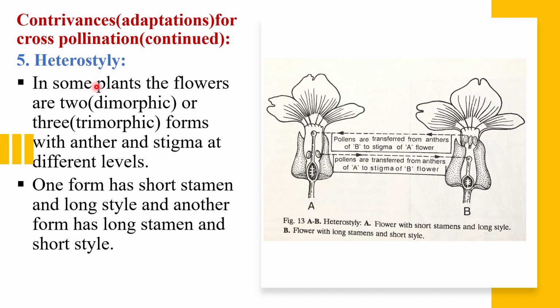Next about heterostyly. In this, the flowers are of two types, dimorphic flowers or trimorphic forms, with anther and stigma at different levels. Here we see anther and stigma are at different levels. One form has short stamen and long style and another has long stamen and short style. Here we see. This is heterostyly.